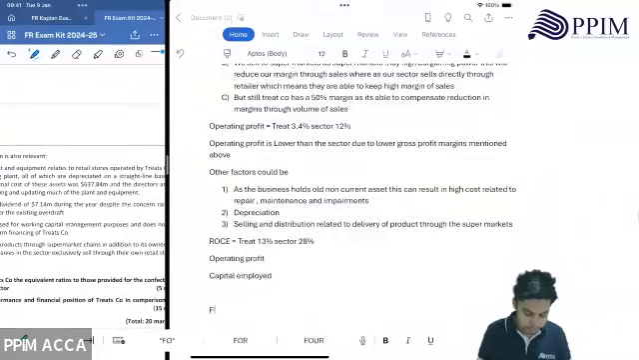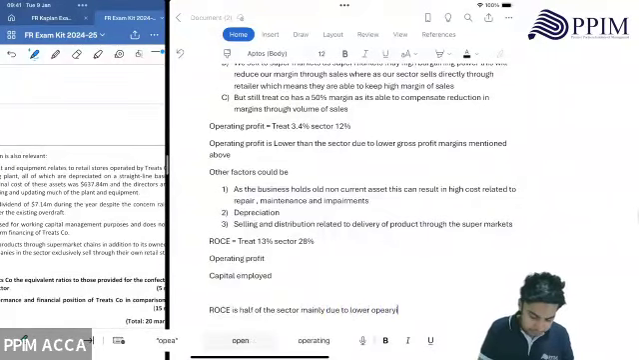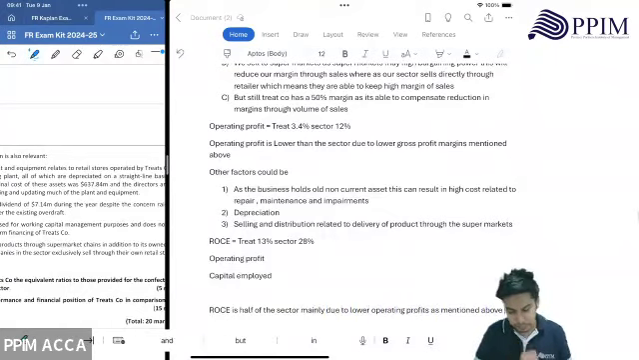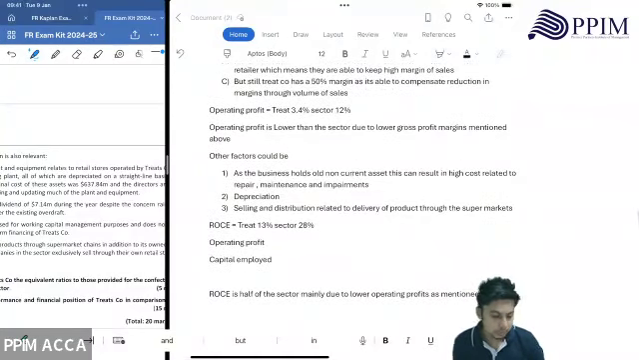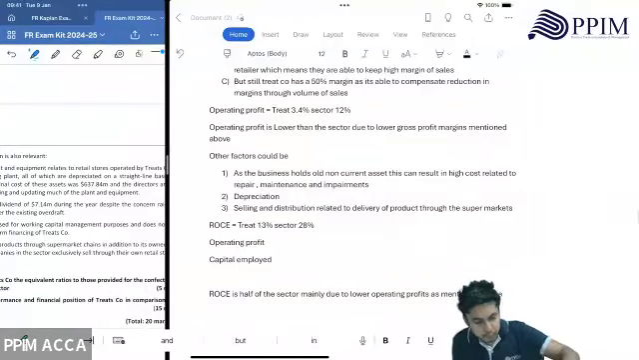Right. ROCE is half of the sector, mainly due to lower operating profits as mentioned above. Done. Yes, very good, Daniel. That's also a correct answer. All good, guys. That's it. Nothing more to speak, right? Operating profit is lower. We have already spoken about operating profit, so don't repeat the points again.